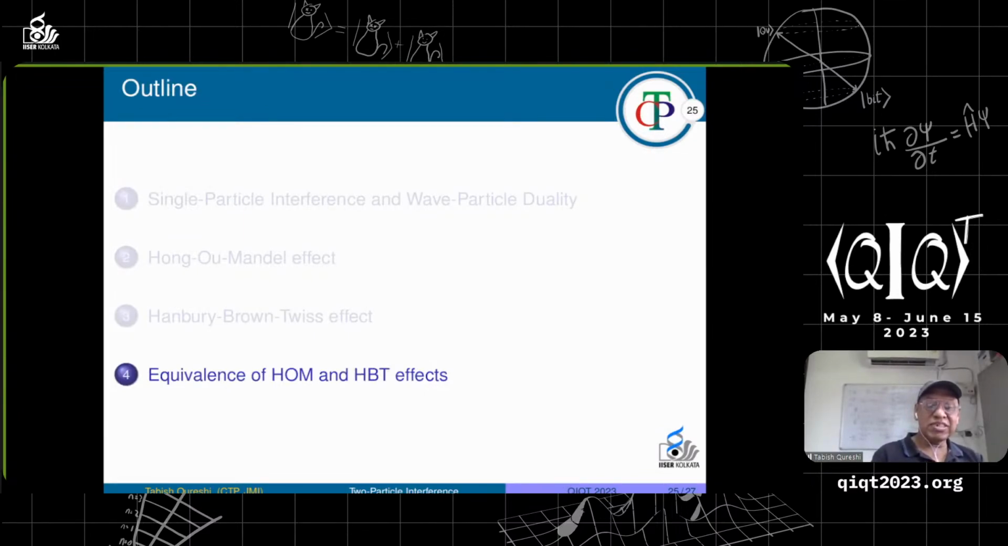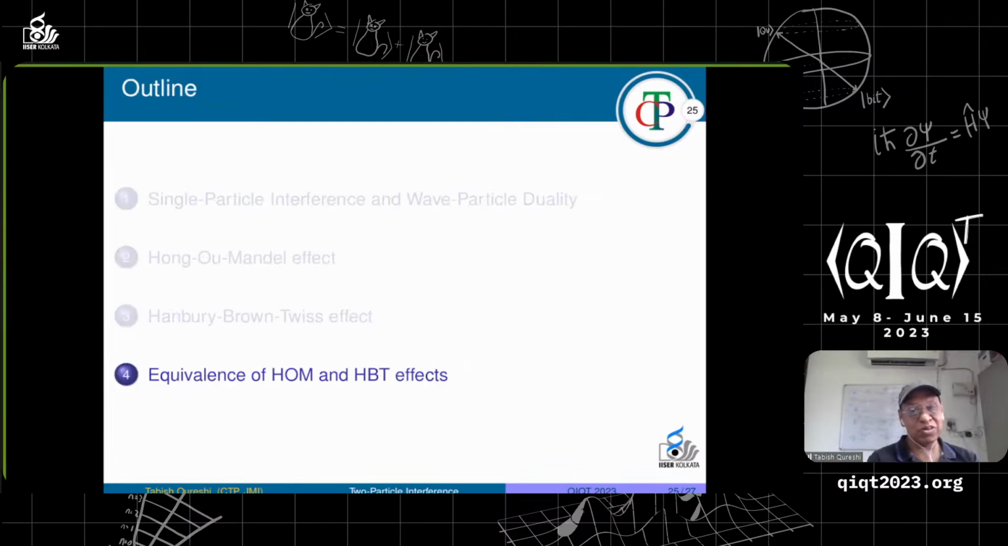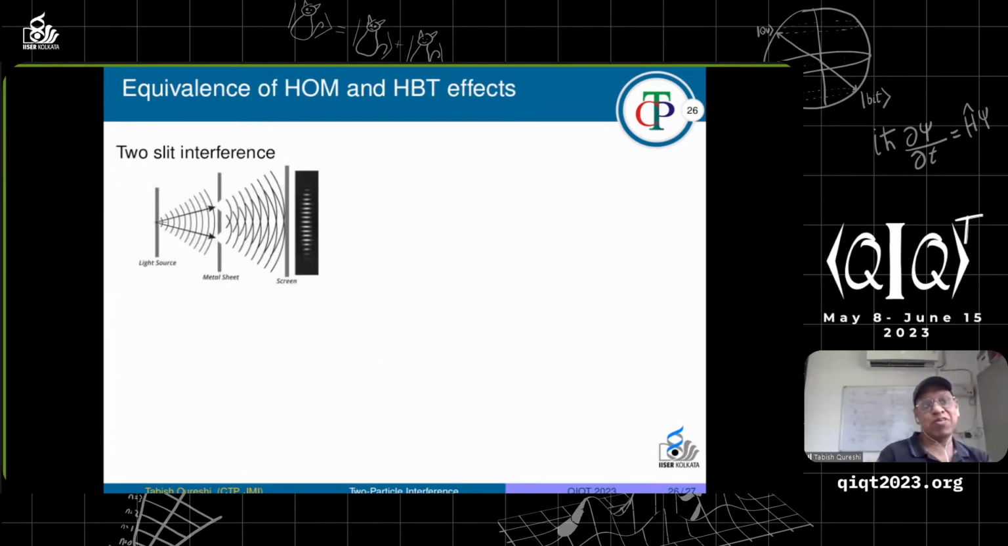So you can see that now we have demonstrated quantum eraser for both the Hanbury-Brown-Twiss effect and for the Hong-Ou-Mandel effect. We have seen that the same duality relation holds for both. So there has to be a common ground. So let me now explain how these two are similar. In fact, they are the same.